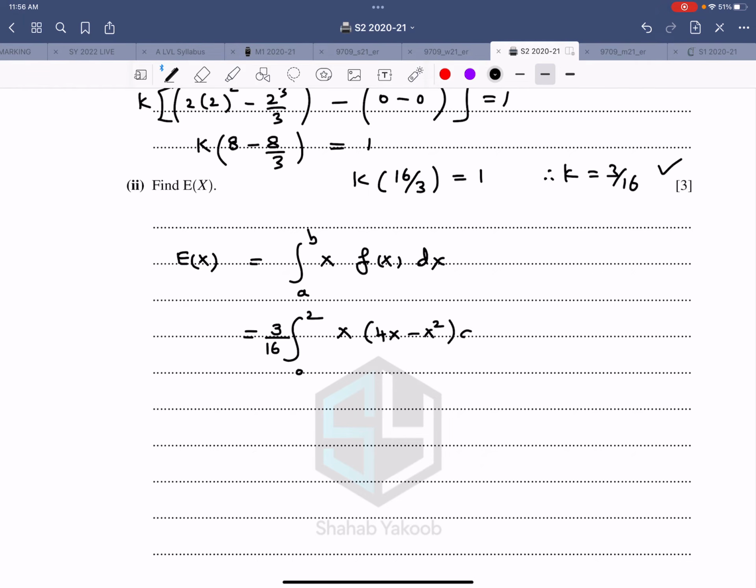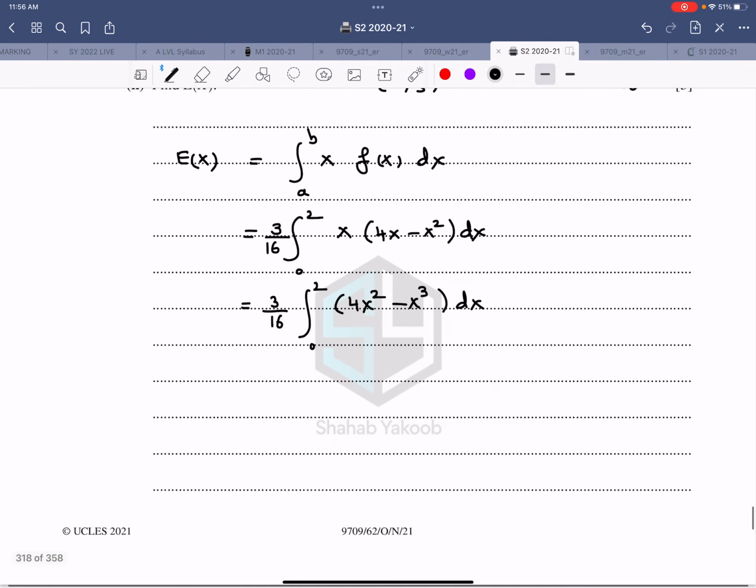Now when I multiply it, that is 3 over 16, 0 to 2, 4x square minus x cube. So don't do two operations at once. The first is simple multiplication. Now integrate, that's 3 over 16, this is 4x cube over 3 minus x power 4 over 4 between the limits 0 and 2. You plug in the limits and you get the value for expectation of x. So now this thing is also done.